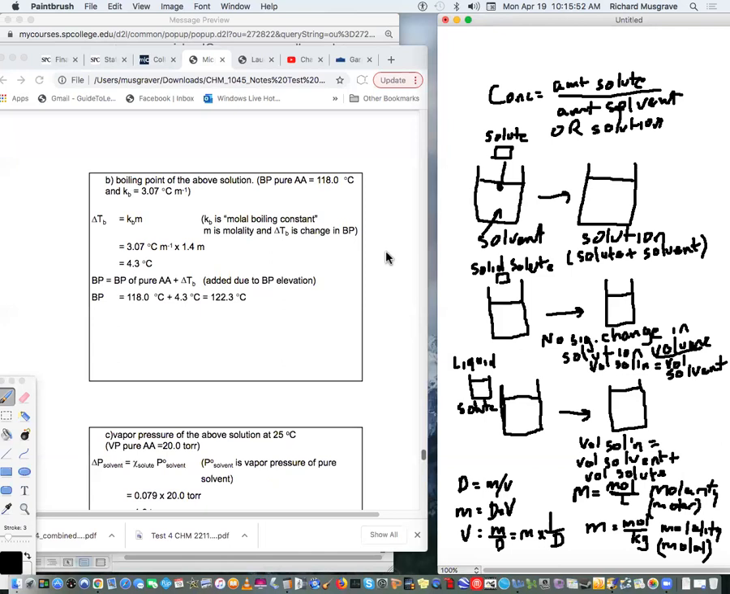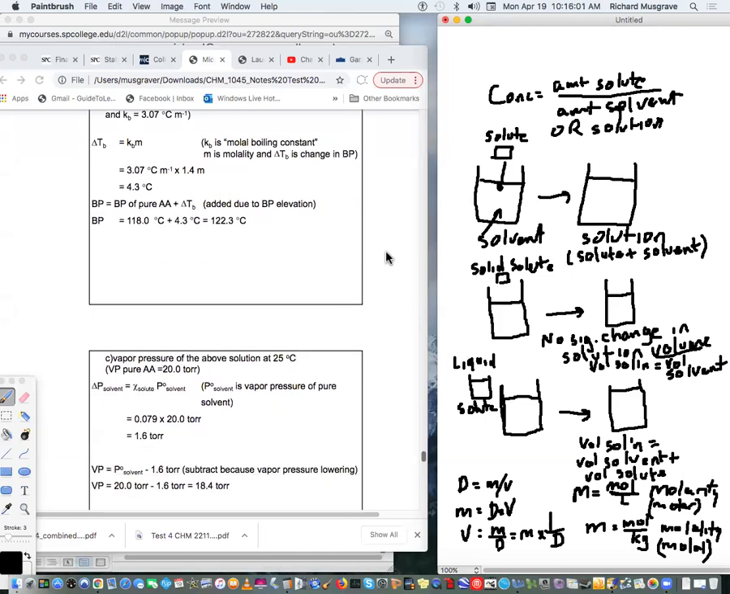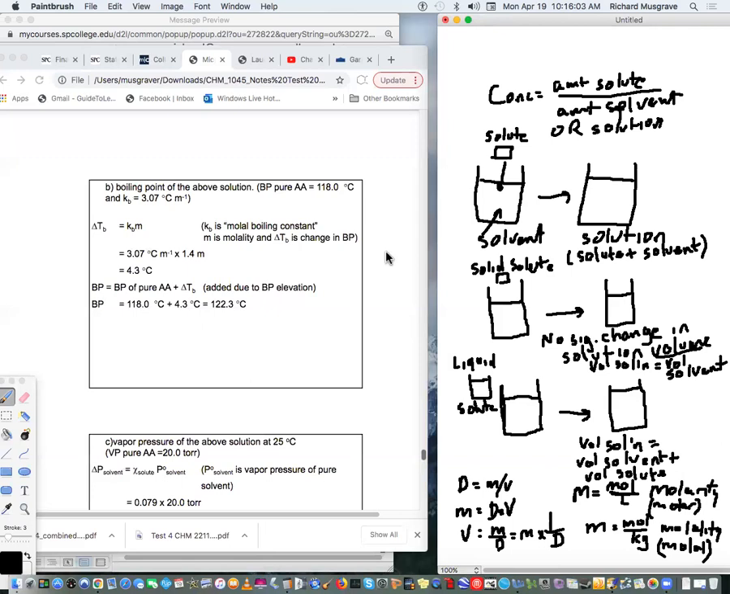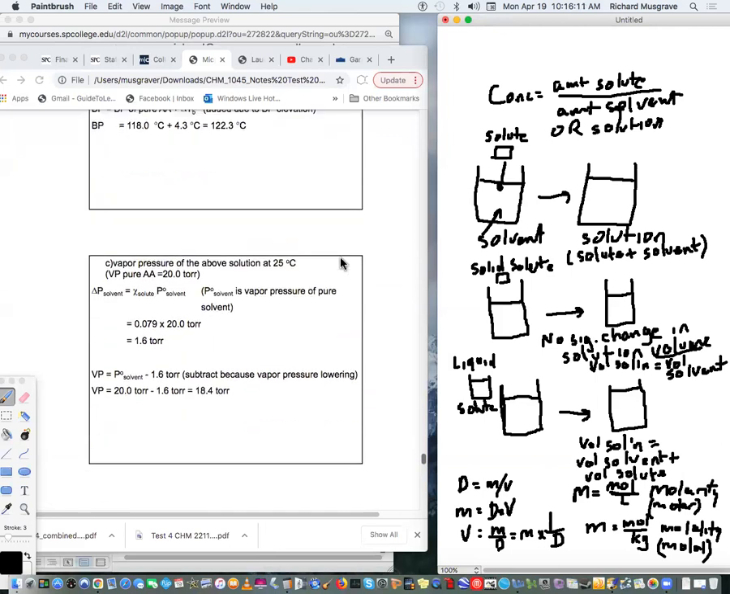All right, does anybody have any questions? Any questions about boiling point elevation? Okay, it's pretty much the same as freezing point depression.